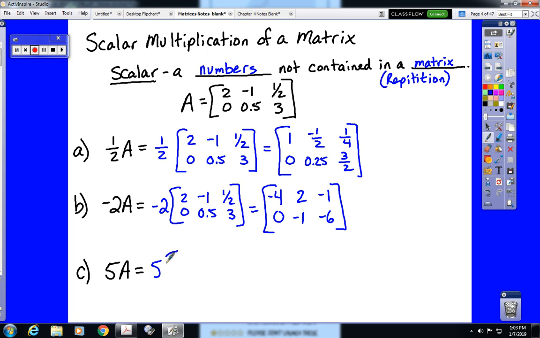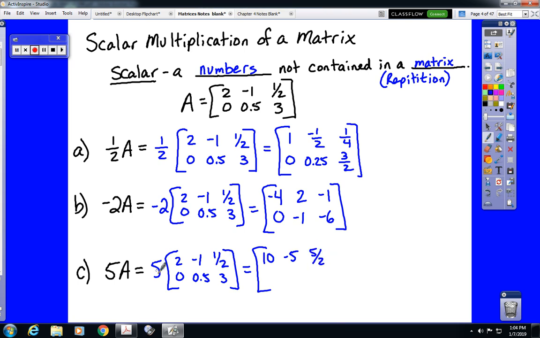Finally, 5a. Again, we're just going to do 5 times each number in matrix A. 5 times 2 is 10. 5 times -1 is -5. 5 times 1/2 is 5/2. 5 times 0 is 0. 5 times 0.5 is 2.5, although you could write that as 5/2. 5 times 3 is 15.